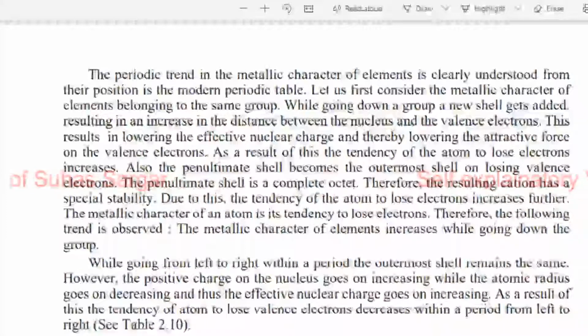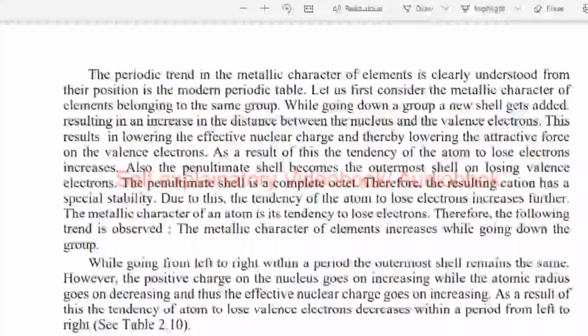table. Let us first consider the metallic character of elements belonging to the same group. While going down a group, a new shell gets added, resulting in an increase in the distance between the nucleus and the valence electron. This results in lowering the effective nuclear charge and thereby lowering the attractive force on the valence electron. As a result of these, the tendency of the atom to lose electrons increases.